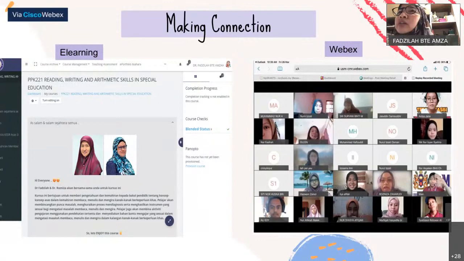This is the bless of COVID lah. The other side of COVID lah kan. So kita pun blended. So nak tunjuk betapa kita maximize the use the e-learn platform. And of course Webex kan. So kita gunakan Webex.